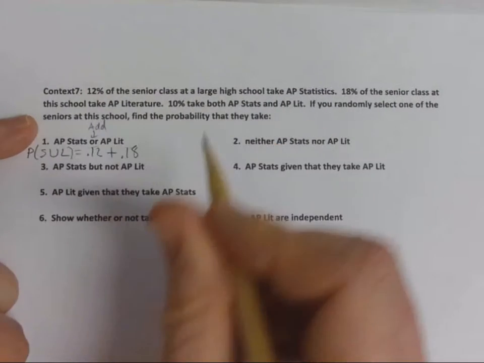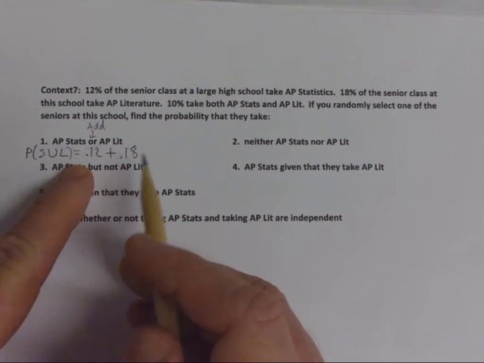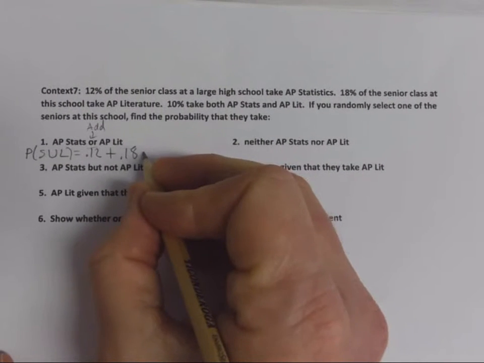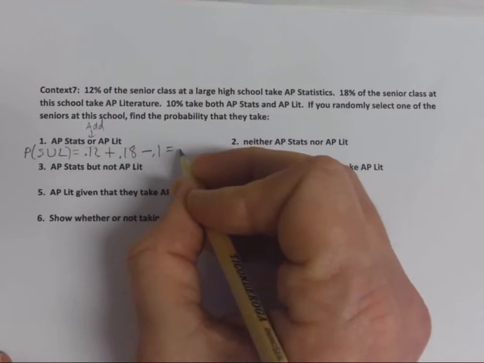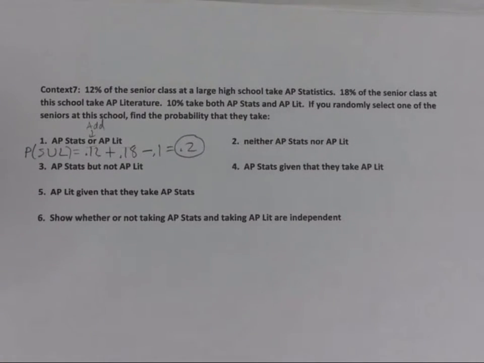The problem is, I just counted the people that took stats and literature twice. In other words, the people that took both classes. So I've got to subtract them off once, and that'd be 0.1. And so that'd be 0.3, that would be 0.2. So 20% take AP Stats or Lit. And by the way, when it says one or the other, it means one or the other or both.